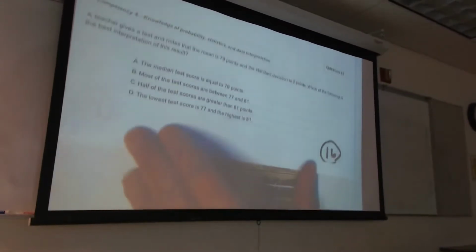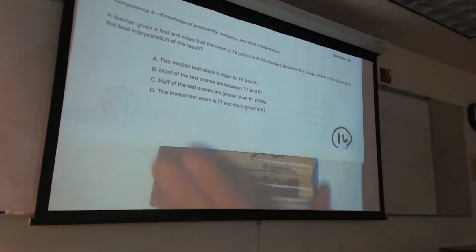All right, number 40. The teacher gives a test and knows that the mean is 79 points and the standard deviation is 2. Which of the following is the best interpretation of the result? Median test score is equal to 79. Most of the test scores would be between 77 and 81. Half of the test scores are greater than 81. The lowest test score is 77 and the highest is 81.